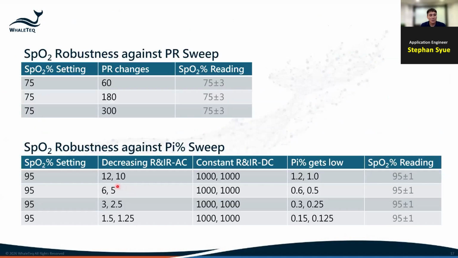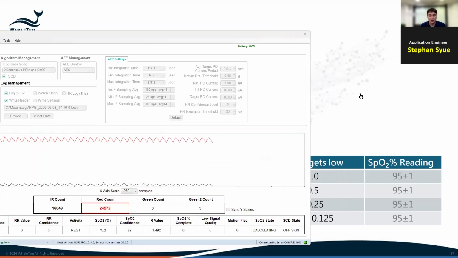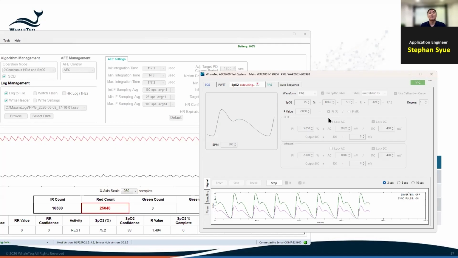So we're going to start with 12, 10. That's what we know. Normally we use bigger, normal numbers, and then we divide by 2, divide by 2, divide by 2, and keep the same constant DC level. The PI is actually getting lower, from 0.15 and 0.125. This is pretty low for a human being. We don't usually get this signal before clinical trial, but right now it's pretty easy to realize on the bench test.